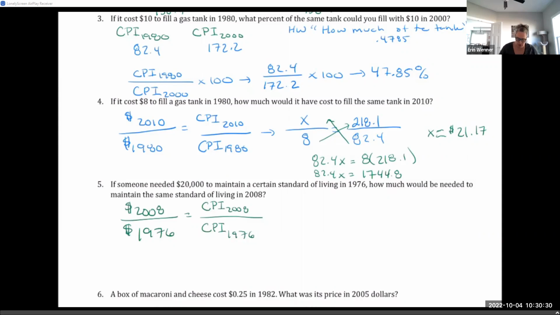So we plug in what we know. The money in 1976 was 20,000, which means we don't know how much money we need in 2008. On the right-hand side, the CPI in 2008, if we look at our table on the first page, is 215.3. And the CPI in 1976, looking at our table, is 56.9.